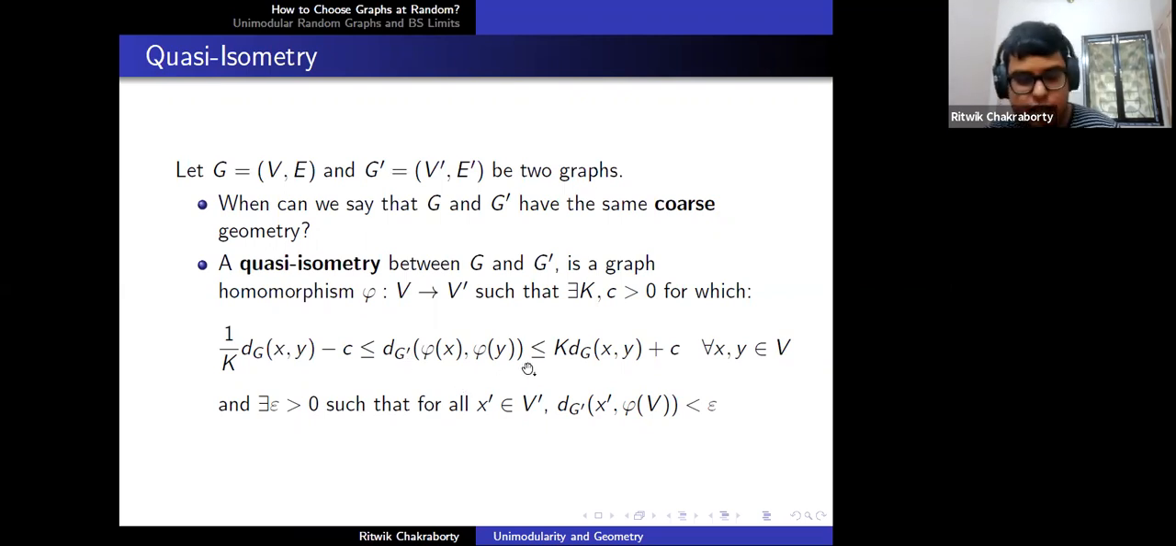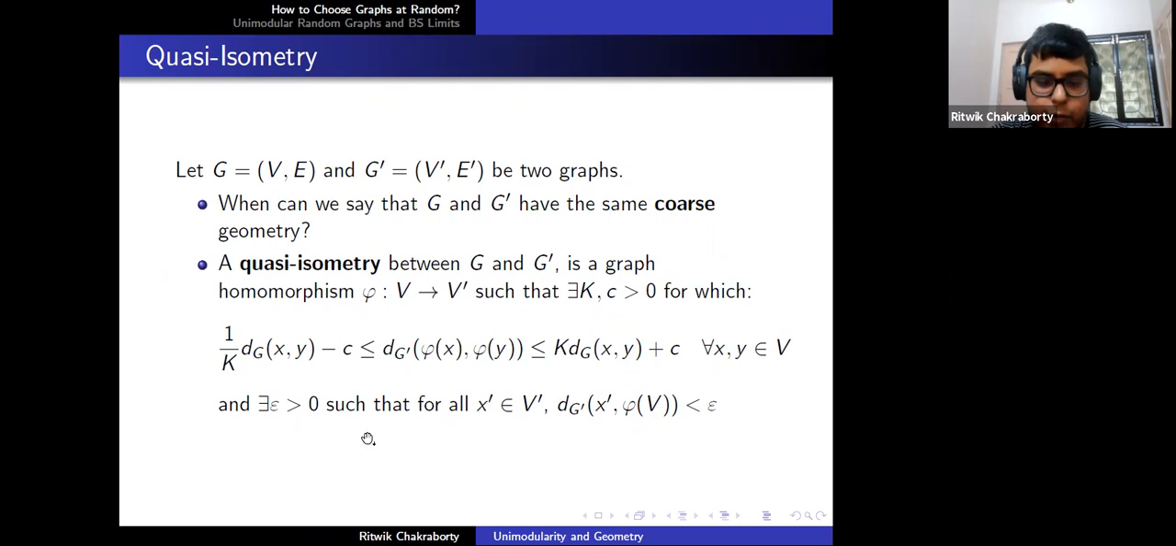So what does this really mean? Take C equal to zero. If you set C equal to zero, you see that phi is nothing but a bilipschitz map, right? A bilipschitz map is a really nice map between two metric spaces. So what is C doing? When C is non-zero and positive, it's just fudging it up. This C is essentially going to account for the coarse factor over here. So this is basically a coarsely bilipschitz map, if you like. That's the first thing that you want.